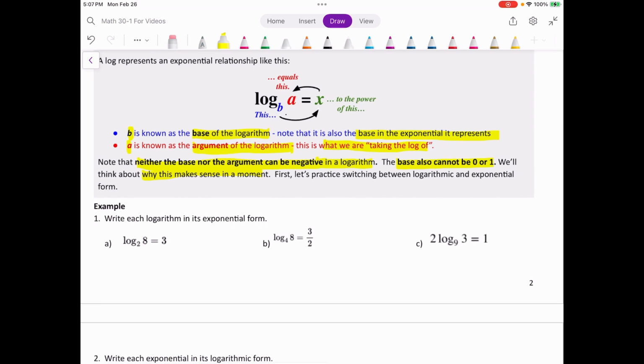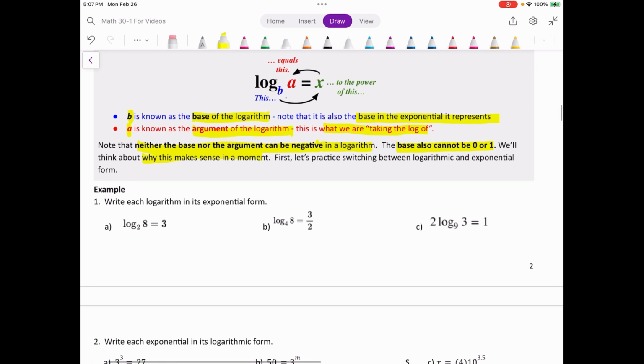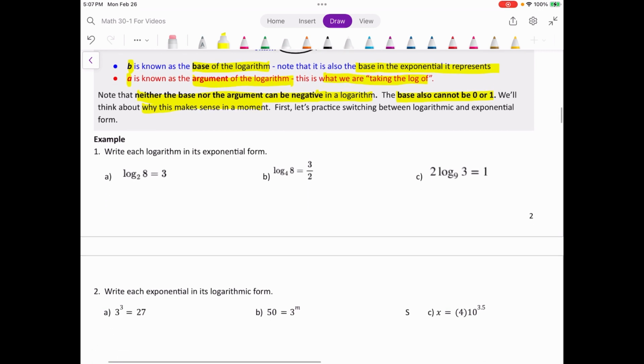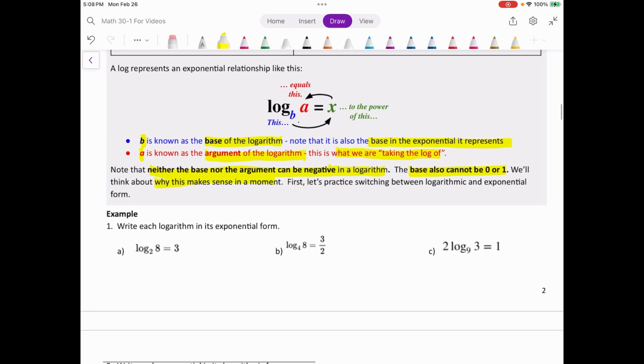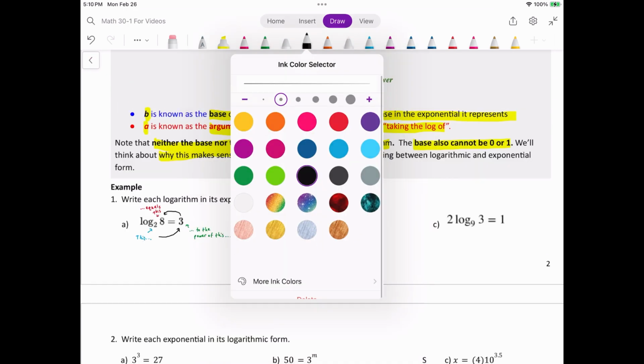I know they're a little weird at first. I know it takes some getting used to, but let's just switch between logarithmic and exponential form so we can really get that relationship down. Because once you understand this, there's not that much more to think about. I mean, I shouldn't say that. There is stuff to think about with logs, obviously, but that's all it's doing, right? Once we can accept that it's just saying this to the power of this equals this, a log doesn't become so weird and mysterious. It's just another way of representing an exponential relationship. Let's try switching between them.